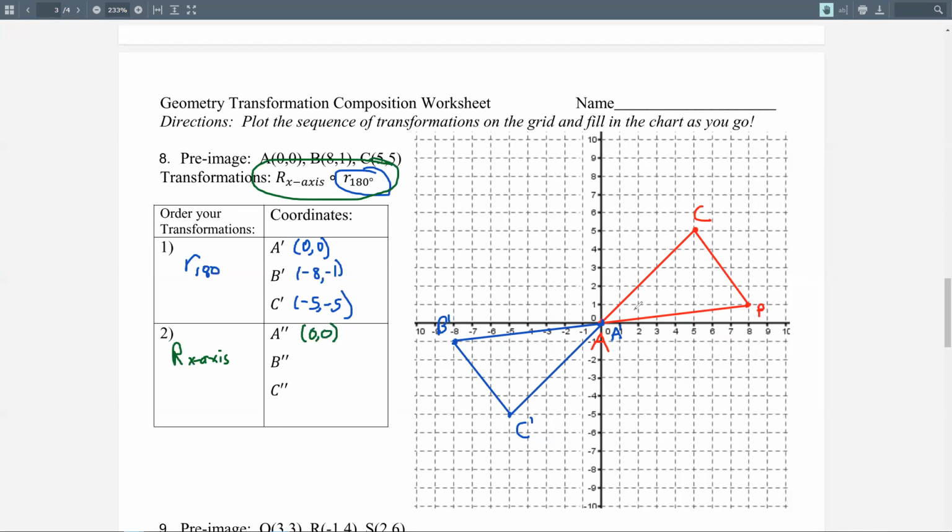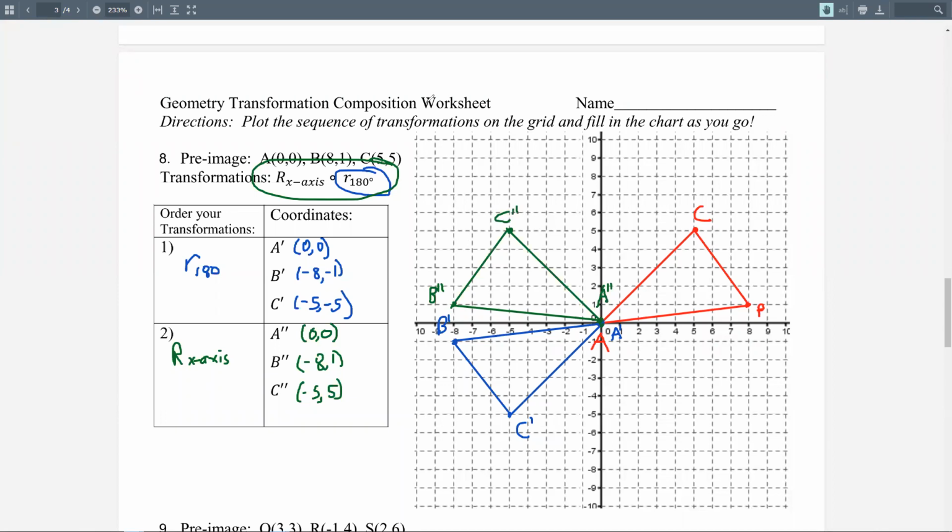So 0, 0 is on the line of reflection, so that's going to stay the same, A double prime. Okay, negative 8, negative 1 is going to become negative 8, positive 1, or you could just count. B prime is 1 below, so B double prime should be 1 above the line of reflection, negative 8, 1. And then 5 below, you go 5 above, or you can use the rule: the x stays the same, the y changes sign. Then you can put it in our graph. The last one there was C double prime.